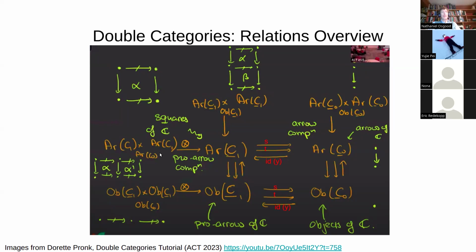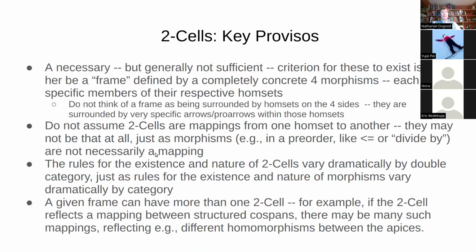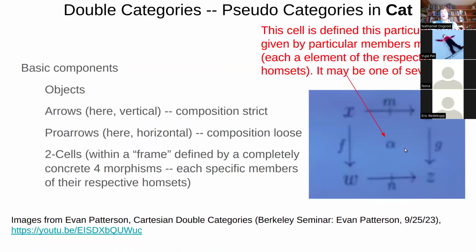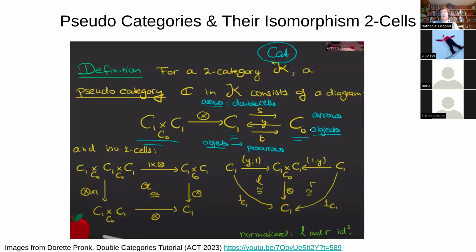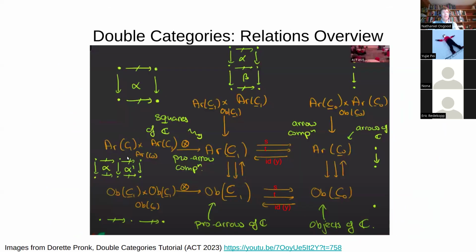What's an arrow in C0? What's an arrow in this category over here? A regular arrow. So you have these two cells and they're joined by a regular arrow, right? Target of this one, source of this one. You get an arrow in C1, which is a two cell. So this one down here is pro arrow composition. This one is composition of squares.